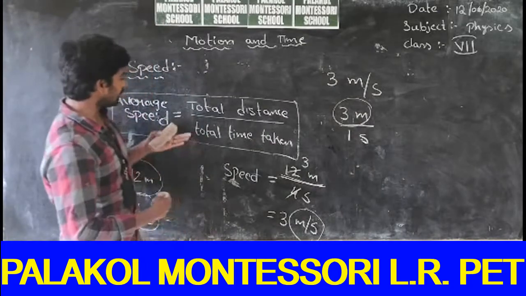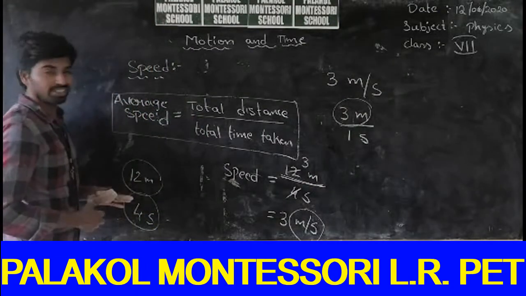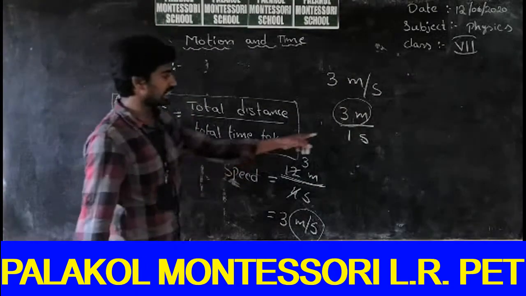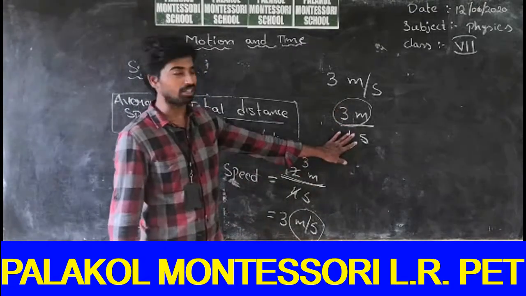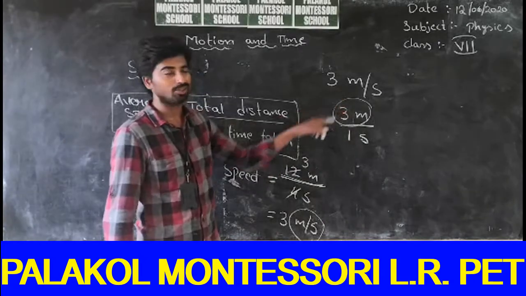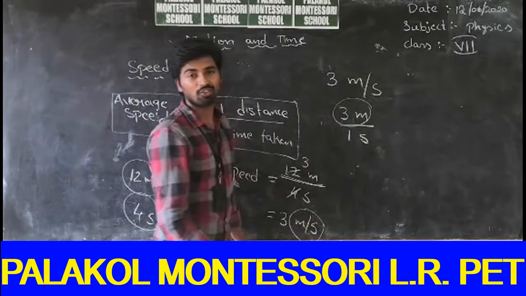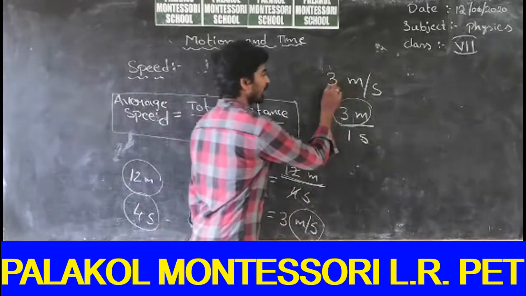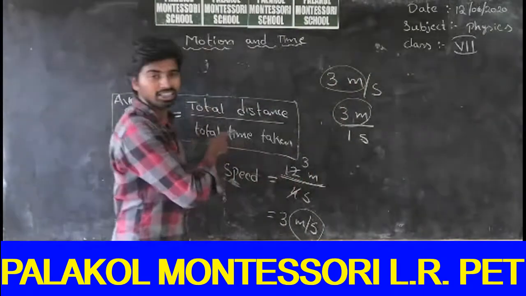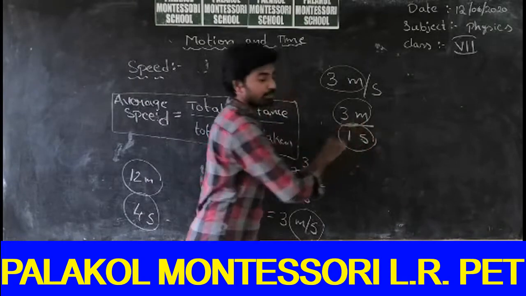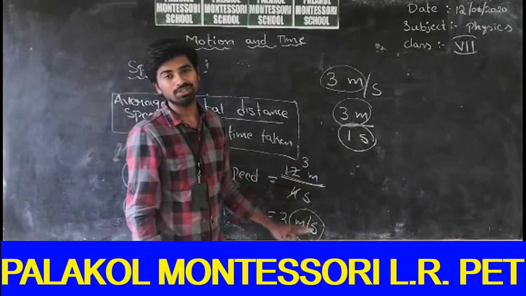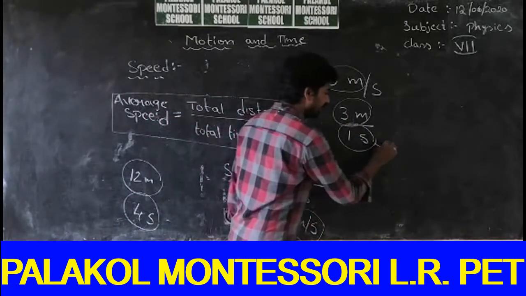So what is the definition? This is the formula, but what is the definition of speed? You can get the definition of speed from this numerical example value. Here the value is 3 meters per second: in 1 second, I was traveling 3 meters. So what will the speed give? The speed will give the distance traveled in unit time.